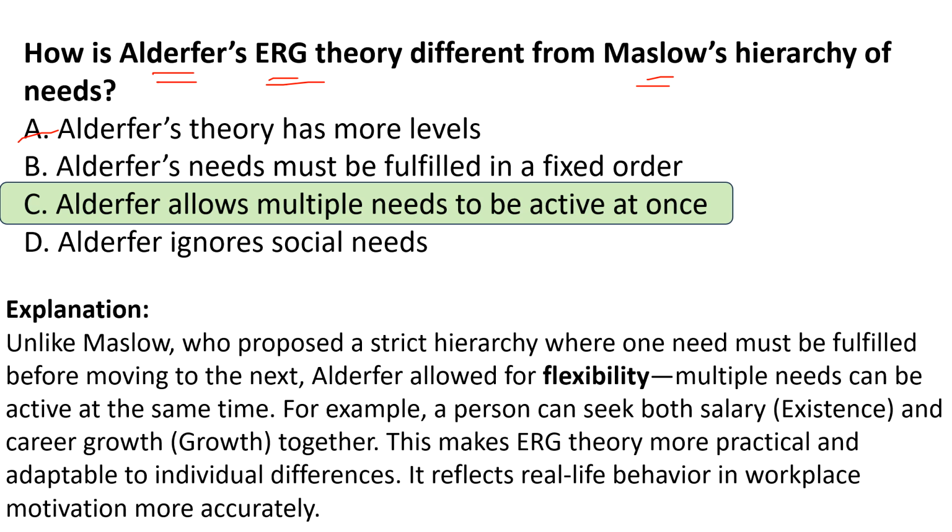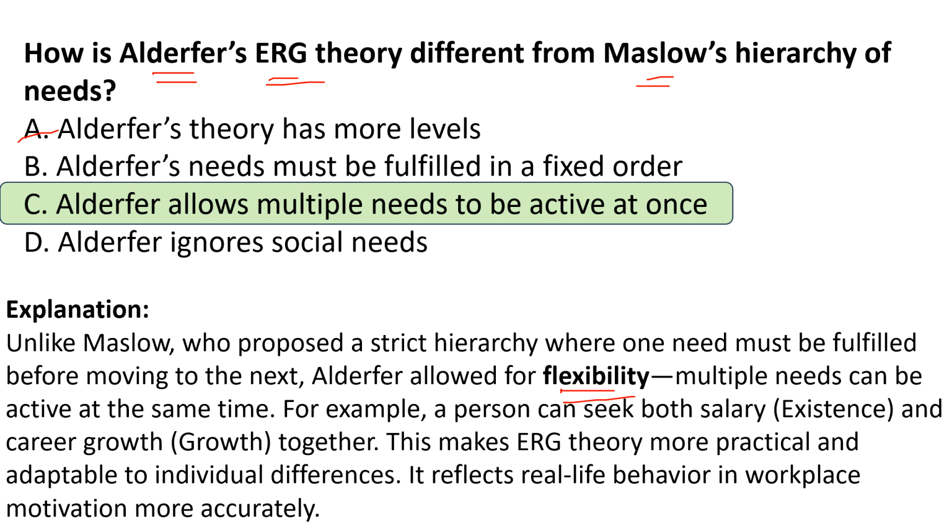See, unlike Maslow, who proposed a strict hierarchy where one need must be fulfilled before moving to the next, right? That we have seen in the previous session as well, how Maslow said you should first fulfill one thing and then move to the next one, and then only you will be more productive. But Alderfer is saying all can be active at once, right?